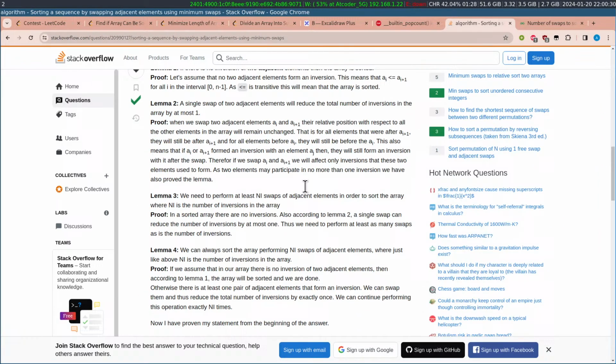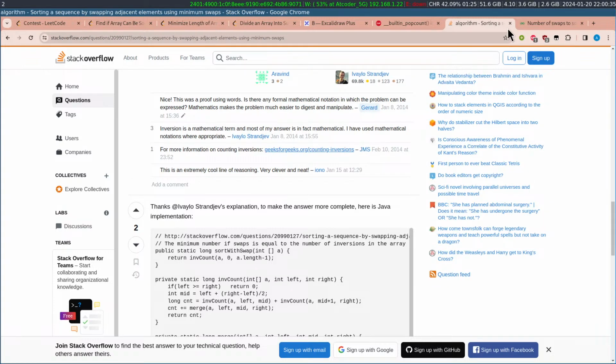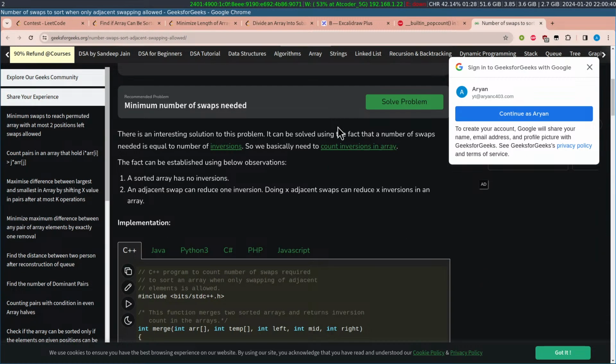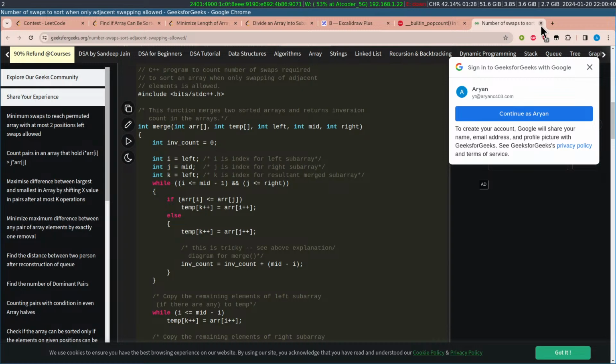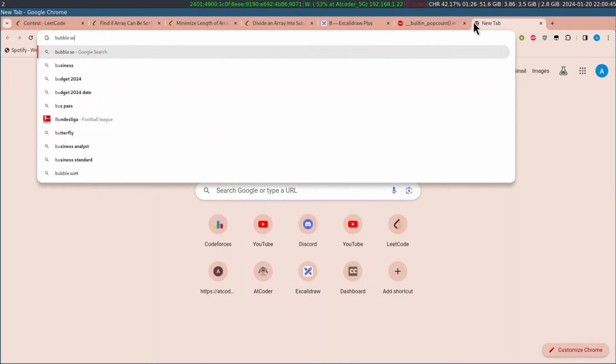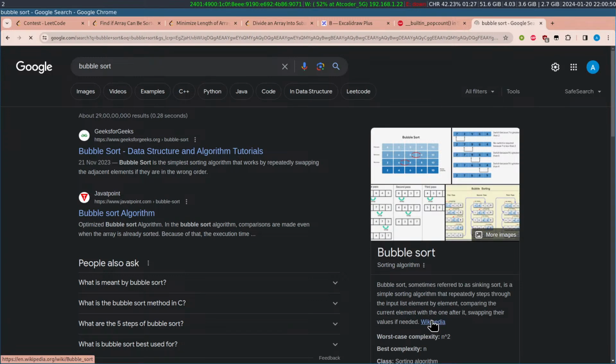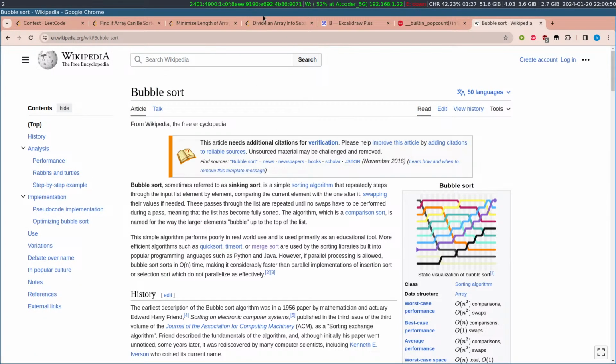Like there is a sorting algorithm for it, but I am just forgetting its name. Sorry. Yeah, bubble sort, right? Sorry. So what we can do is we can perform the bubble sort for sorting this idea.